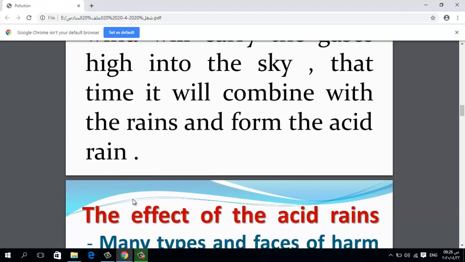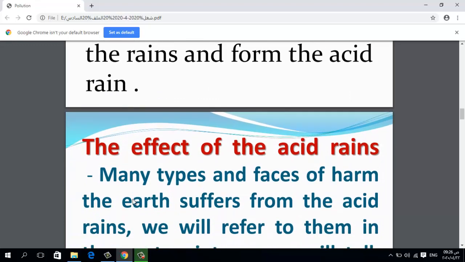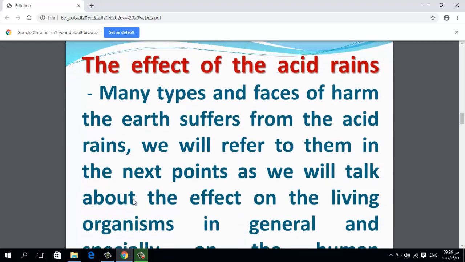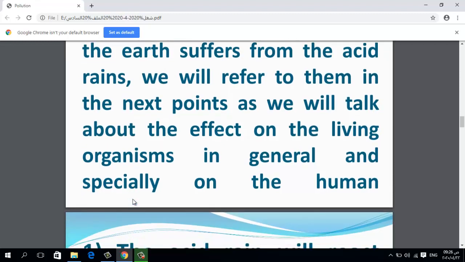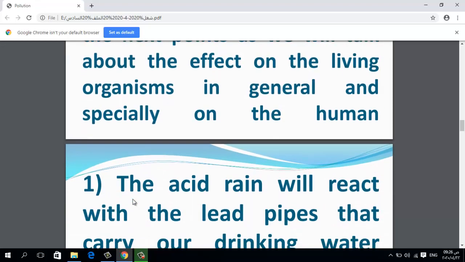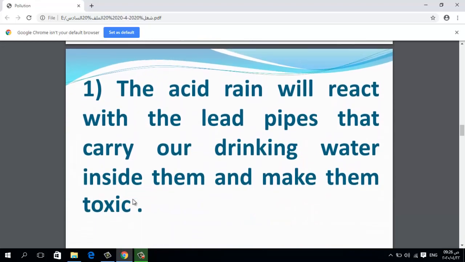That acid rain has many harmful effects. Let us see them. Many types of harm we can suffer because of acid rain, as we will refer to in the next points. We will talk about the effect on living organisms in general and especially on humans. So the acid rain has two kinds of effects: one, generally on all organisms, and especially on the human.